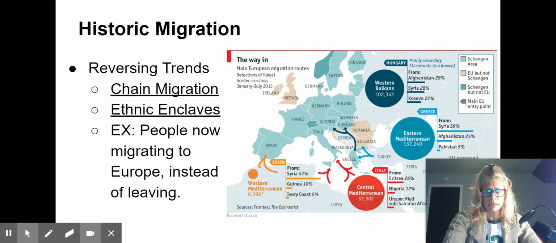Also know ethnic enclaves. So when you have chain migration increasing in large streams, the results are actual neighborhoods that are filled primarily with the same people or the same ethnic group. Okay. So for example, you have heard of Little Italy or Chinatown. Those are going to be ethnic enclaves. Okay, where these almost little mini communities are developing of the people of the same ethnic group.